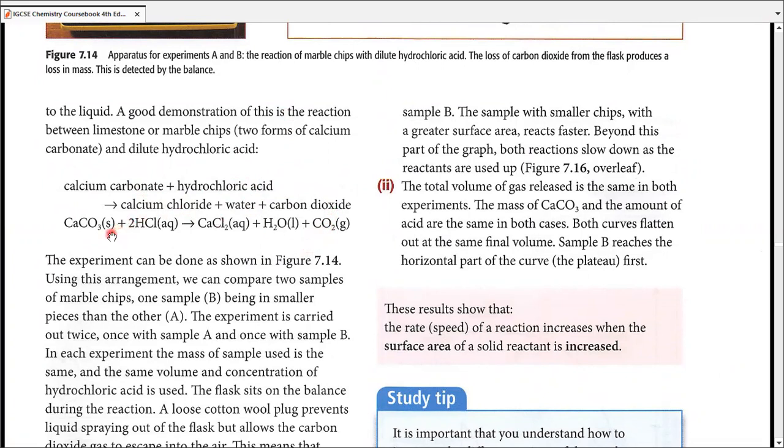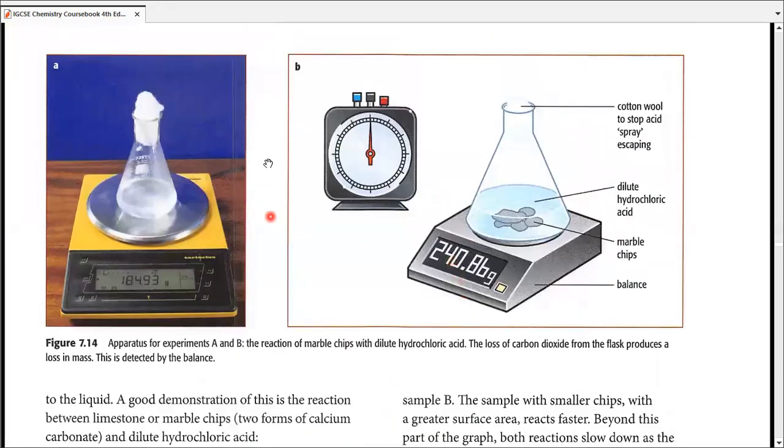Take a look at it. You have a solid state symbol, you have an aqueous state symbol, you have a liquid state symbol, you have a gaseous state symbol. Now, this really gives you a very good idea that carbon dioxide, being the gas, is one of the products.